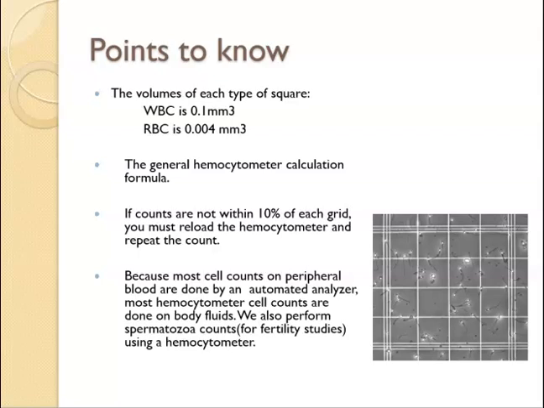For the counts, if they don't agree within 10% of each grid between each side A and side B, you must reload the hemocytometer and repeat the count. Because most counts of peripheral smears are done on automated analyzers, most hemocytometer counts that you're going to perform are going to be on body fluids, but we can also use the hemocytometer to count things like sperm counts for fertility studies. And this image here is actually showing you sperm cells on a hemocytometer grid pattern.